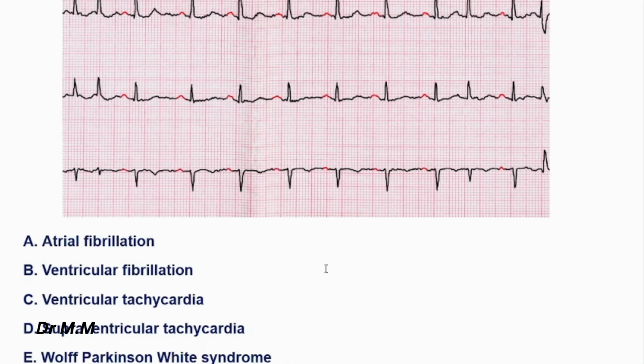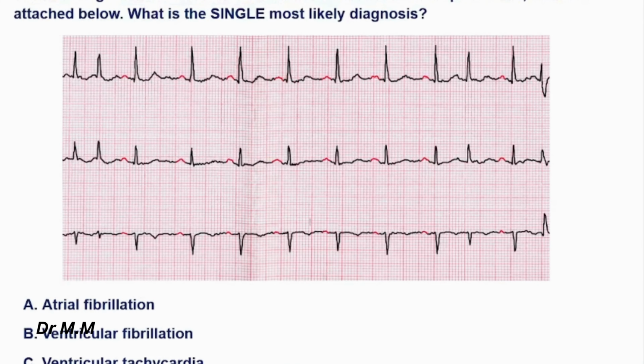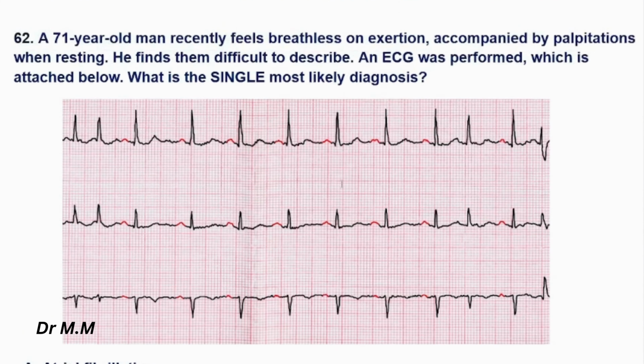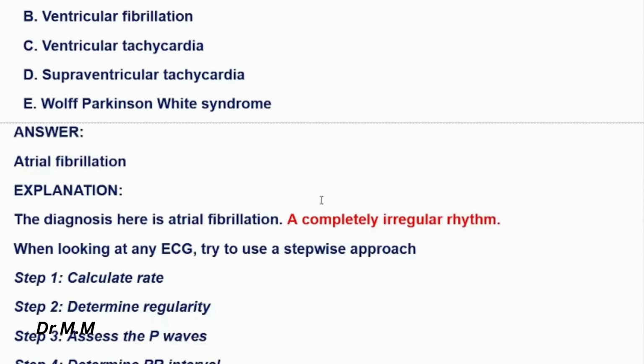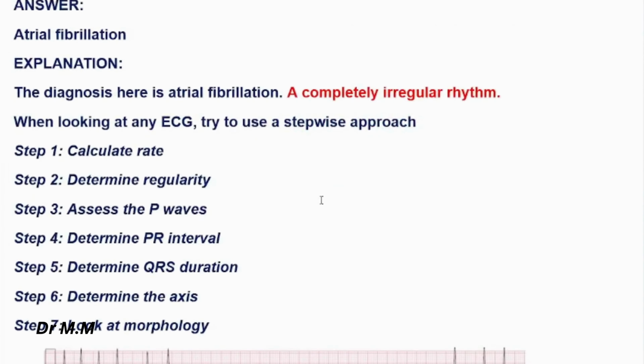As we can see, we have an irregular rhythm with a rugged baseline pattern or fine baseline pattern, which is pathognomonic for atrial fibrillation, and according to the signs and symptoms also it is atrial fibrillation. Here we are going to talk a little more about this pattern. The diagnosis here is atrial fibrillation, a completely irregular rhythm.